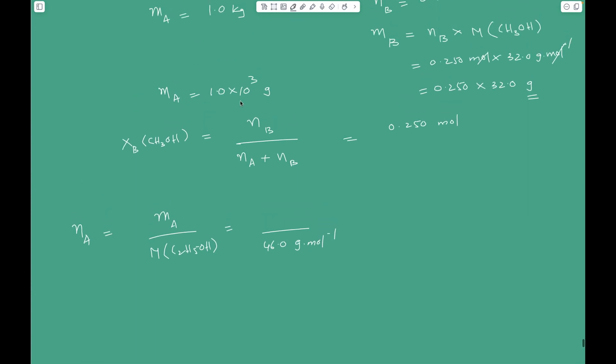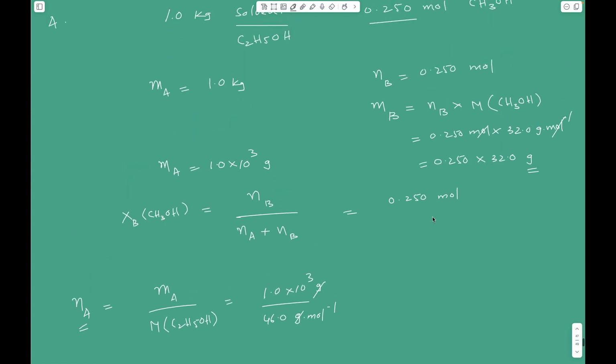And what is the mass of the solvent, ethyl alcohol? 1.0 into 10 to the power of 3 grams. So this will give you the number of moles of solvent, and here you already have the number of moles of solute. So the mole fraction of solute would be 0.250 mole over 1.0 into 10 to the power of 3 over 46 mole plus 0.250 mole. They get cancelled, and simplify this to get the mole fraction of methyl alcohol.